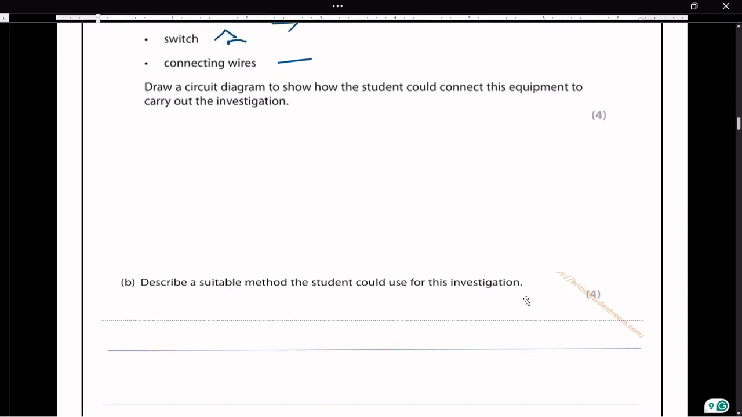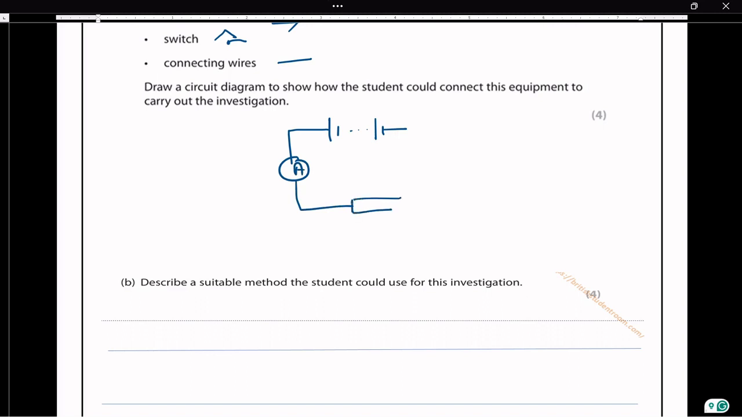So let us draw the circuit. Connect the ammeter in series. Then we have the 60 ohm resistor, fixed resistor. Then there is a switch provided. Then we have the variable resistor.